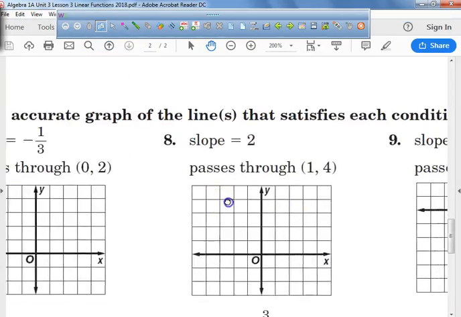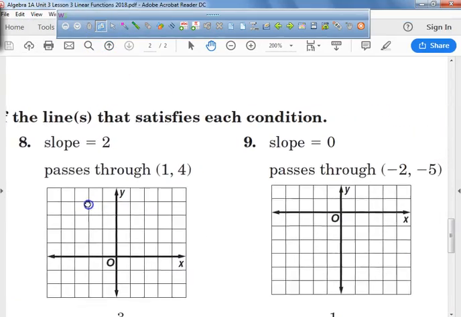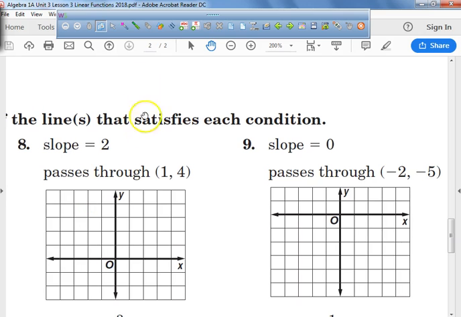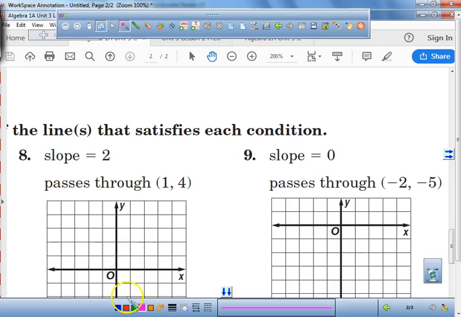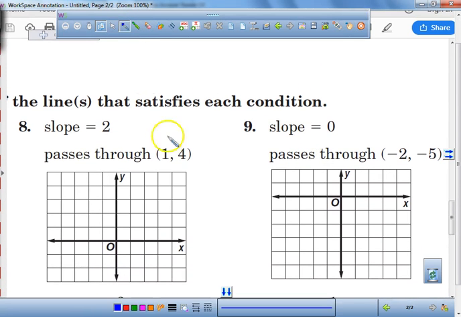All right, moving on. I'm going to go ahead and look at problem number 8. What's the first thing that I'm going to do? Plot the point correctly, so I'm going to go ahead and plot this point. That's my x coordinate, that's my y coordinate. So I'm going to go over 1 to the right and up 4. I'm going to put a point.